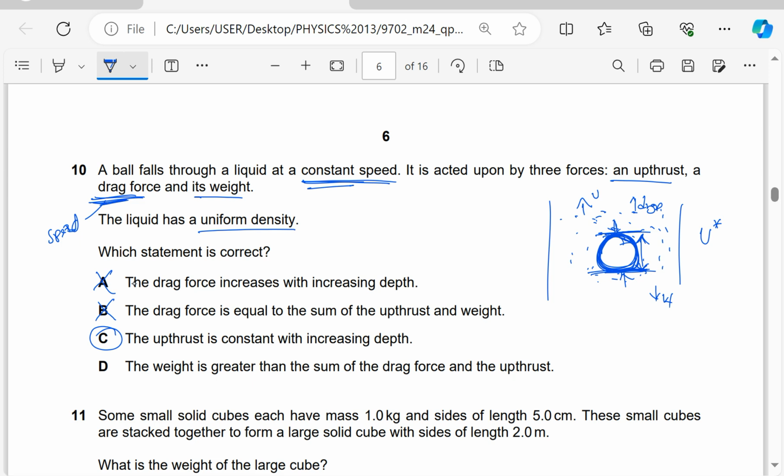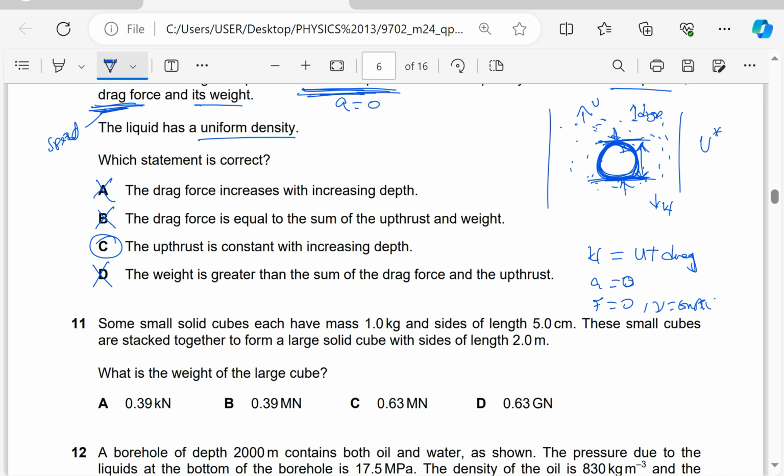The weight is greater than the sum of the drag force and the upthrust. It is moving with a constant speed, which means the acceleration is equal to 0. That means the weight should be equal to the upthrust plus the drag force, so that the acceleration is 0, and that means the resultant force is 0, so the speed becomes constant. So it means the last statement is not correct. So the answer is C.